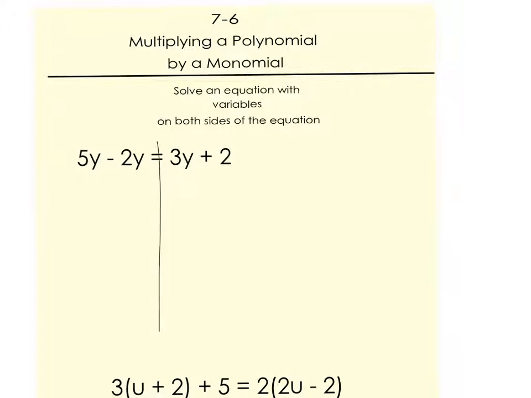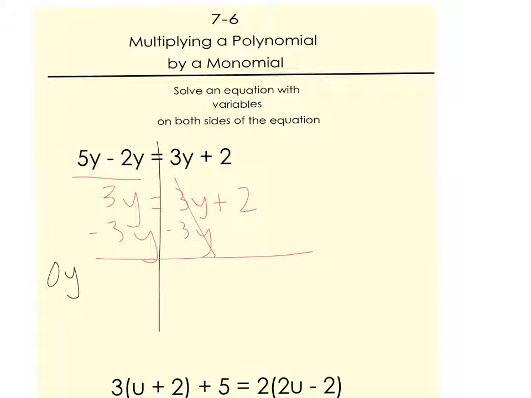So I would first look at and combine 5y minus 2y and get 3y equals 3y plus 2. Let's isolate y. So I'll first try to get all the y's on one side. So I'll subtract 3y. And what I'm left with now on my left-hand side is 0y, which I'm not even going to write because that's 0. So I have 0 equals 2.